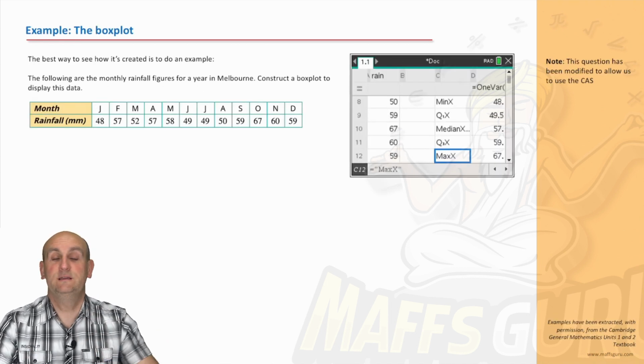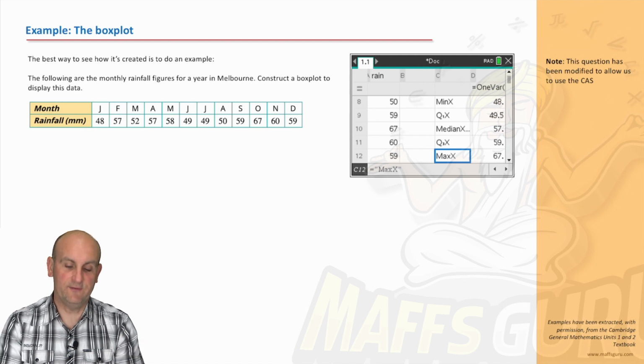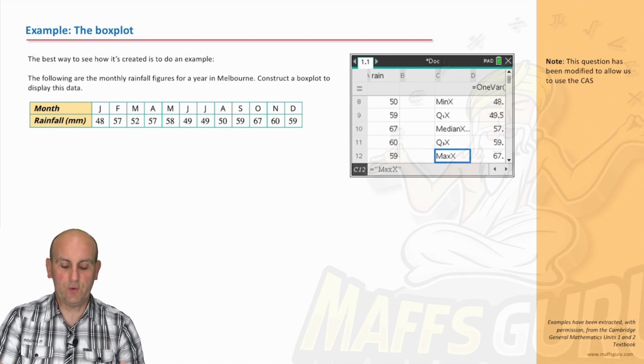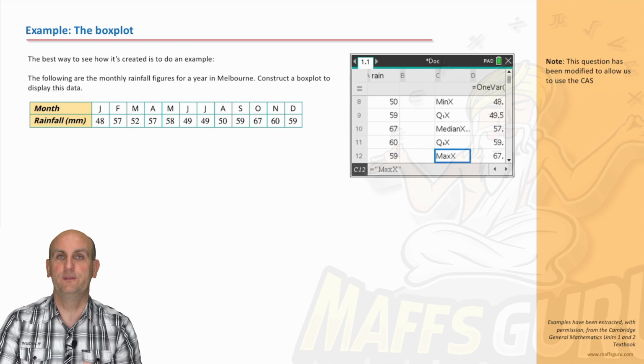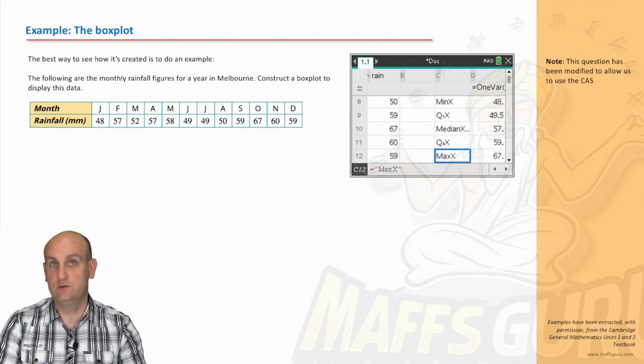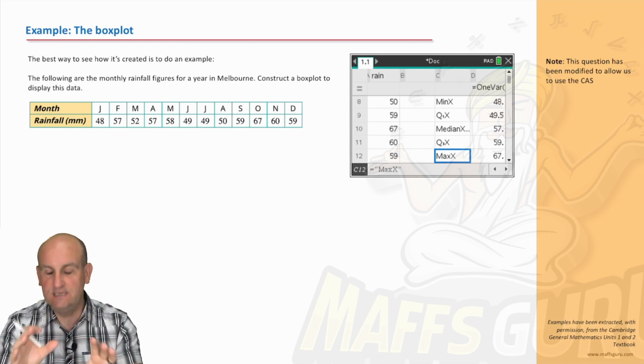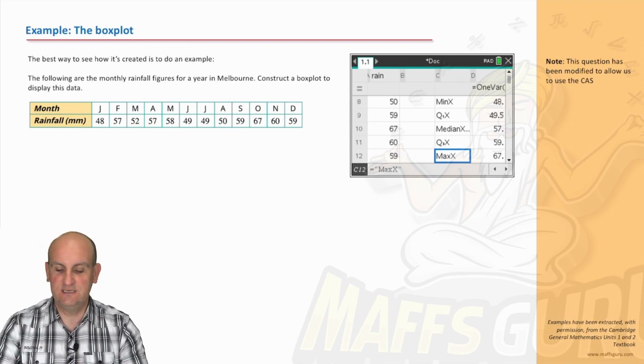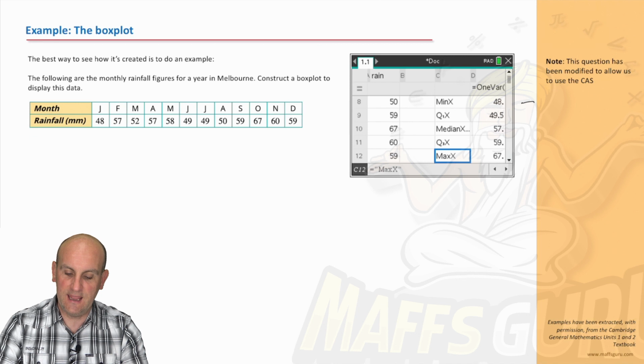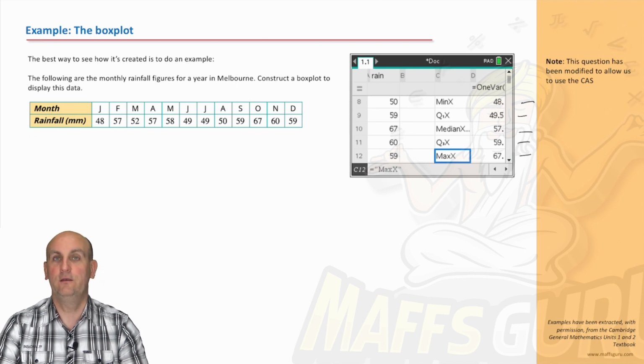So the best way to do this is an example. And we have an example from a previous video. We've got monthly rainfall, and we've got the summary statistics already done for me. So obviously, I put that into my calculator, and I did all the button pressing I needed to do, and out came my summary statistics. And the ones I'm interested in are this min x, the max x, q1 x, q3 x, and the median.